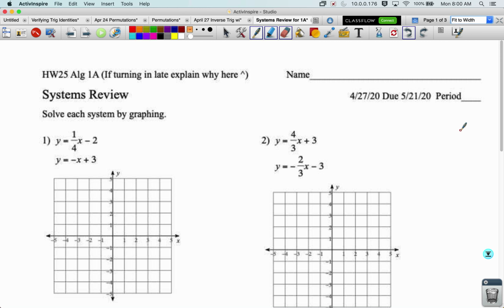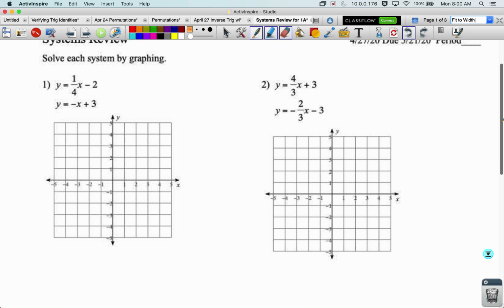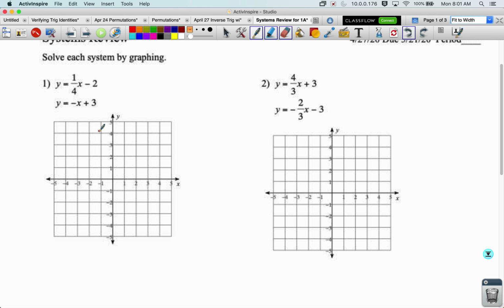Problem number 1 asks us to solve the system by graphing. So what we're going to do is graph these equations separately, and then see if they intersect. The first line will represent all of the solutions to the first equation, the second line will represent all of the solutions to the second equation, and if they intersect, then that will be a point that makes both of the equations true at the same time. So let's review how to graph.